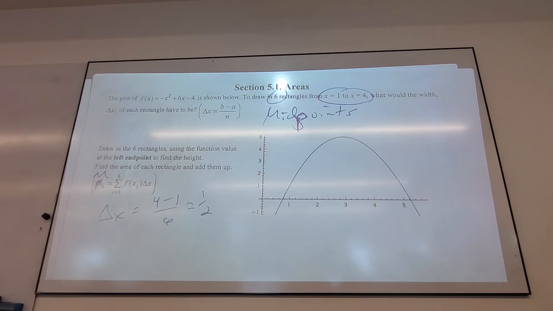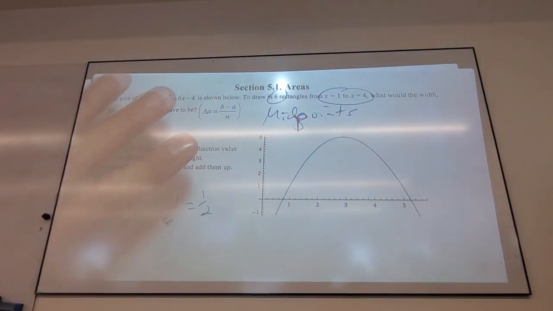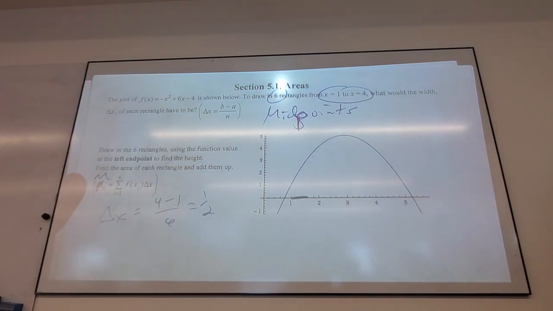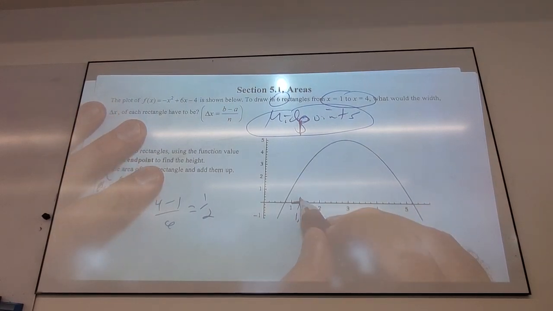I got to start at 1. And then, of course, where's my first rectangle end? 1.5. You guys all with me? So I can find my first rectangle, 1 to 1.5. That's its base, right? What's going to determine the height? The midpoint. And what is the midpoint of 1 and 1.5? Yeah, 1.25, yes? Okay. So 1.25, the middle. So that's going to determine what the height of my first rectangle is.